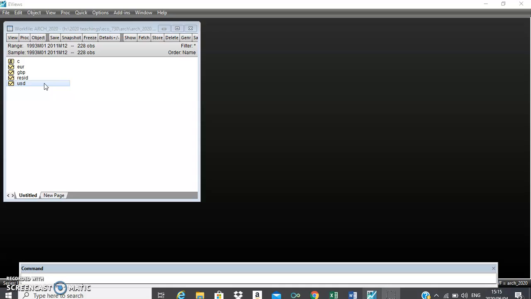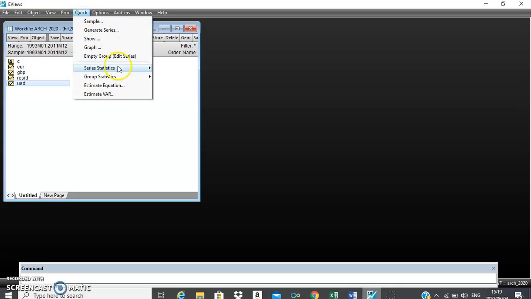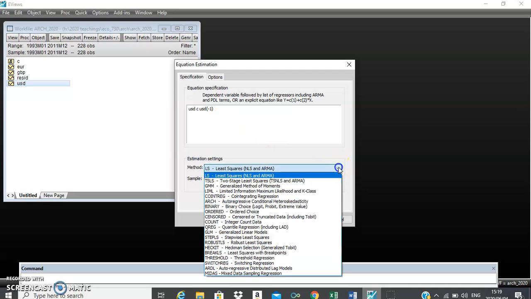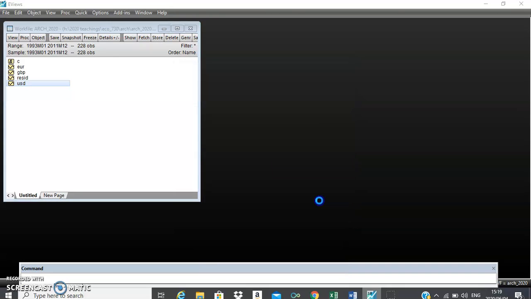Okay, so now how do we estimate the standard GARCH? The standard GARCH can be estimated in the following manner. First of all, we are going to start by estimating our equation. So we click on Quick, Estimate Equation, then we type in USD, constant, USD lagged by 1 period. Then of course we have to change our method of estimation here to ARCH. So we click here on Method, and we change it to ARCH.